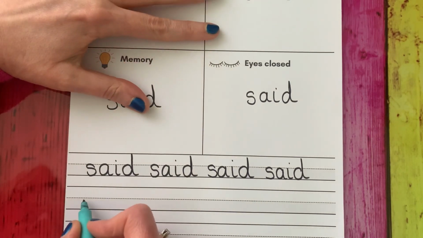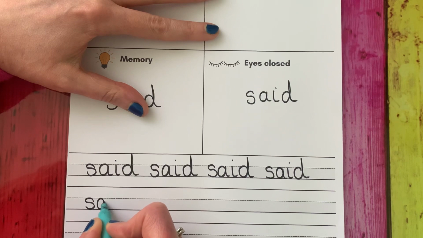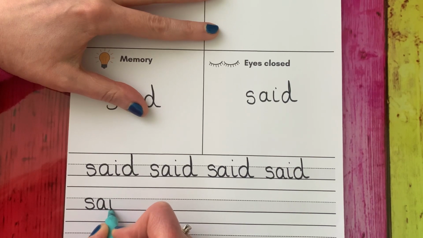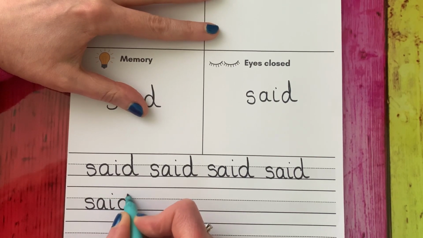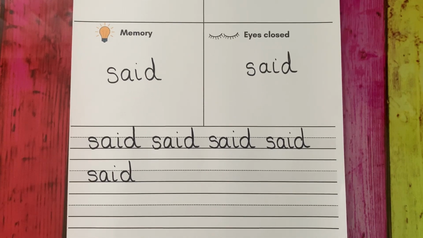So let's have a go. So Sally Ann is dancing. And there we go. We've written said. So our next step, once we've done that, is to have a go at writing that word said in a sentence. And we're going to keep it short today. So our sentence is going to be, Mum said no.